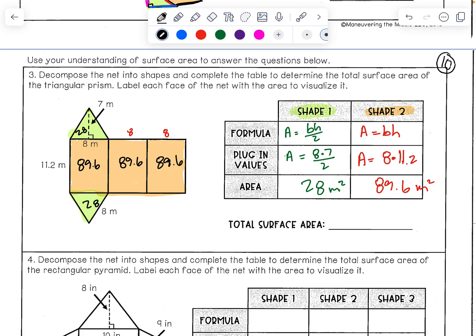Let me go ahead and use my trusty calculator. So if I had 3 of those, it would be 268.8. And then I have to add the 28 twice. And if you did that, you should get 324.8 meters square. And you may be wondering, how come I doubled this and tripled that? It's because we have 2 of those triangles that are 28 meters square, and then 3 of these rectangles, which are 89.6 meters square. Let's try number 4.